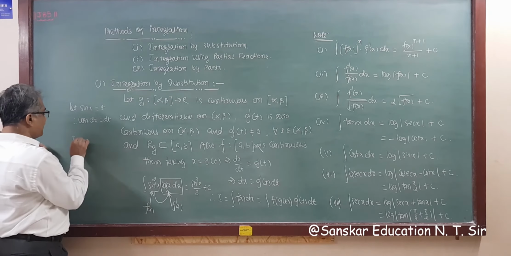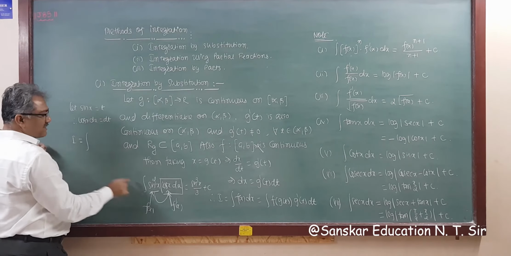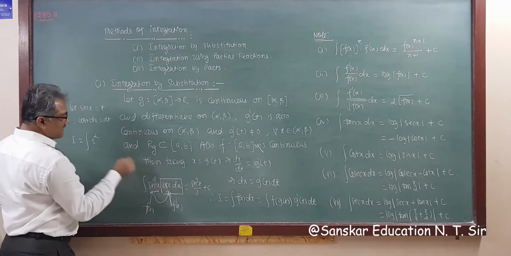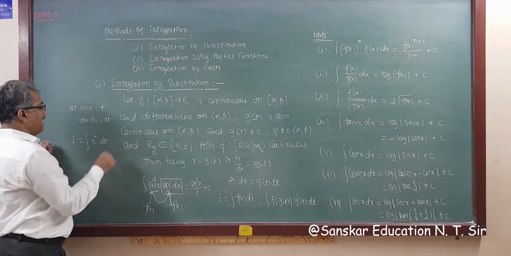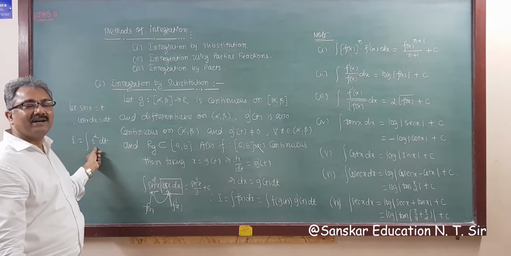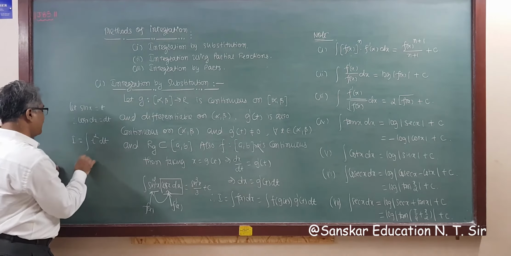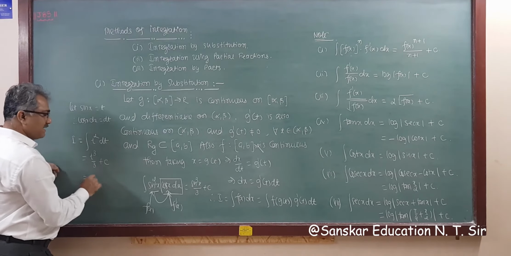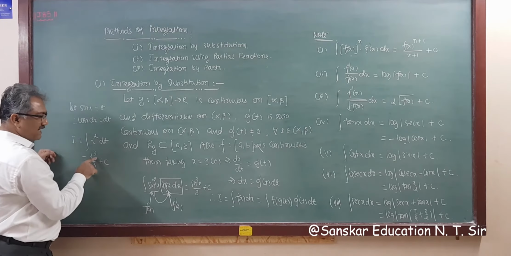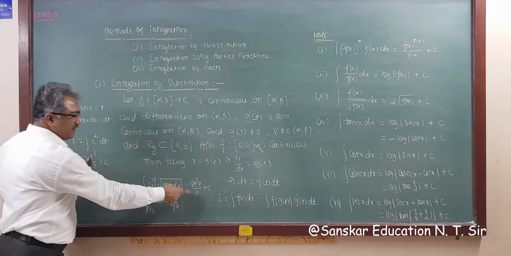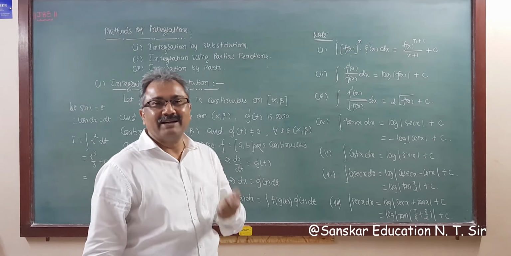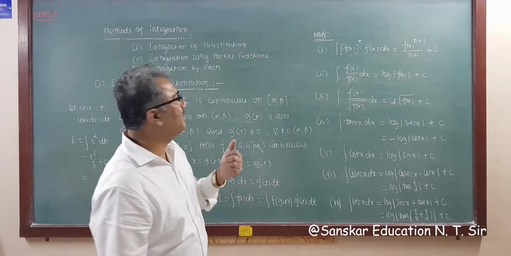So what is your integration now? Now sin is t, so this is t square, and this cos x dx is your dt. And now apply your formula, you will get your answer. So this is t cube by 3 plus c. And what is t? t is sin x, so sin cube x by 3 plus c. So this is the way to integrate the function by the substitution method.